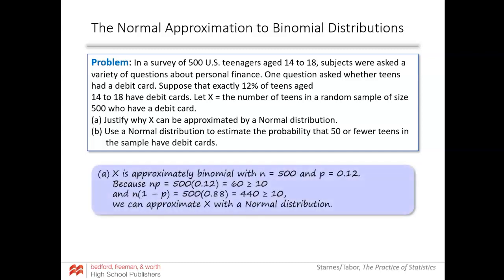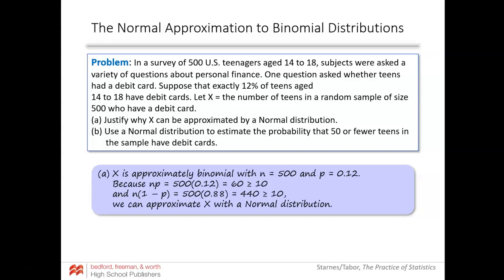If we do n times p, we get 60, which is surely bigger than 10. And if we do n times q, or n times 1 minus p, the failures, we get 440, which clearly is greater than 10. We would have to show this on the AP exam: that we did n times p and n times 1 minus p, and show the math. This means we can approximate x with a normal distribution.